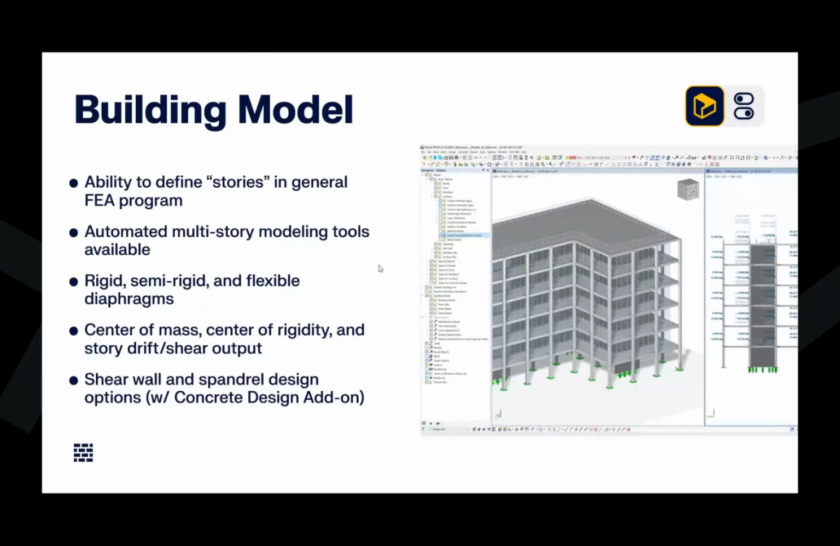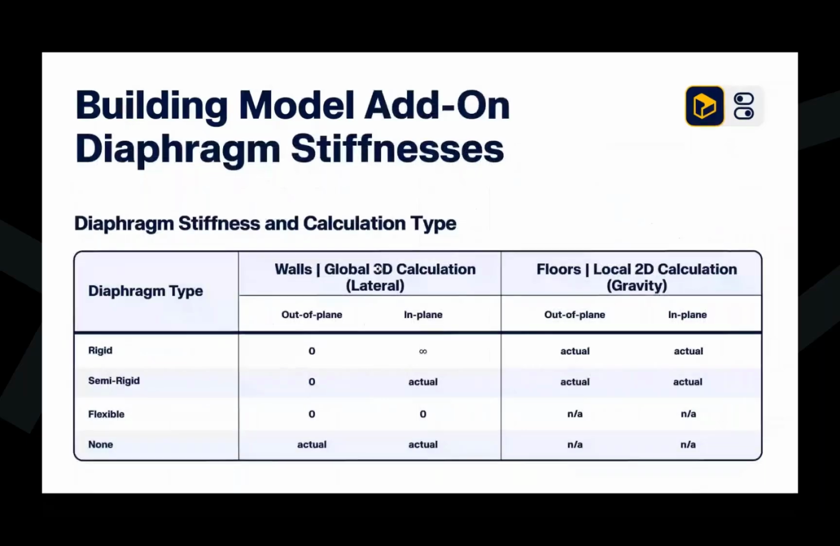This also releases our diaphragms. Within the building model add-on, we can specify rigid, semi-rigid, and flexible diaphragms. I will jump to this next slide quickly just to speak a little bit more about the diaphragms and the stiffnesses that we offer. Again, we have these various diaphragm types.